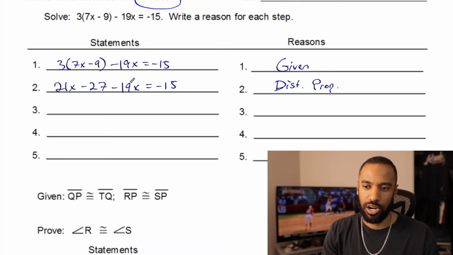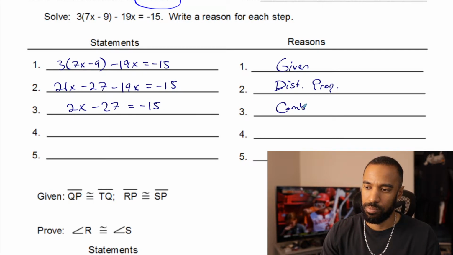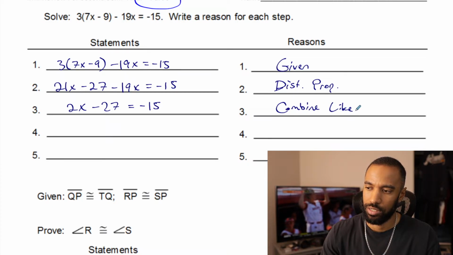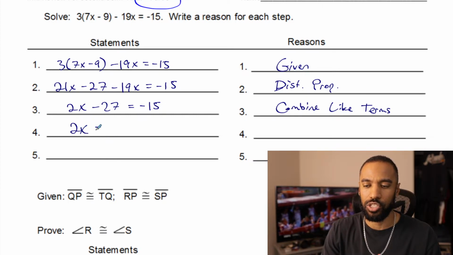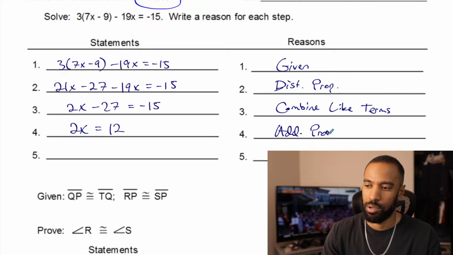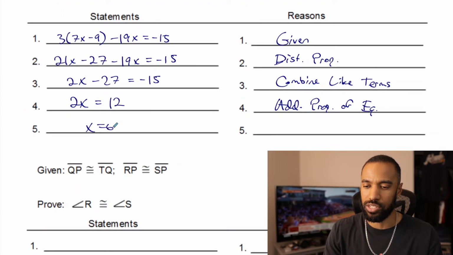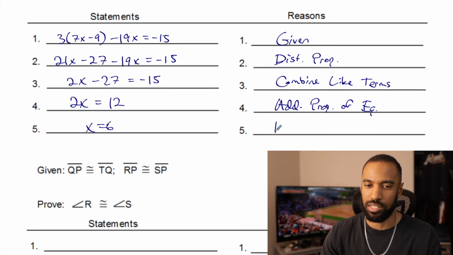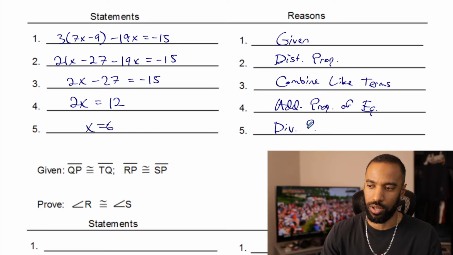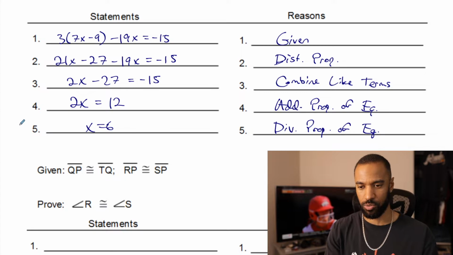I shall combine like terms here. 21x minus 19x is 2x. Combine like terms, simplification. Now I will add 27 to both sides. Adding 27 is the addition property of equality. And then divide both sides by 2, you get x equals 6. Good, 5 steps. That is the division property of equality. I mean, it's algebra, but I'm giving you the actual reasons to them as well.